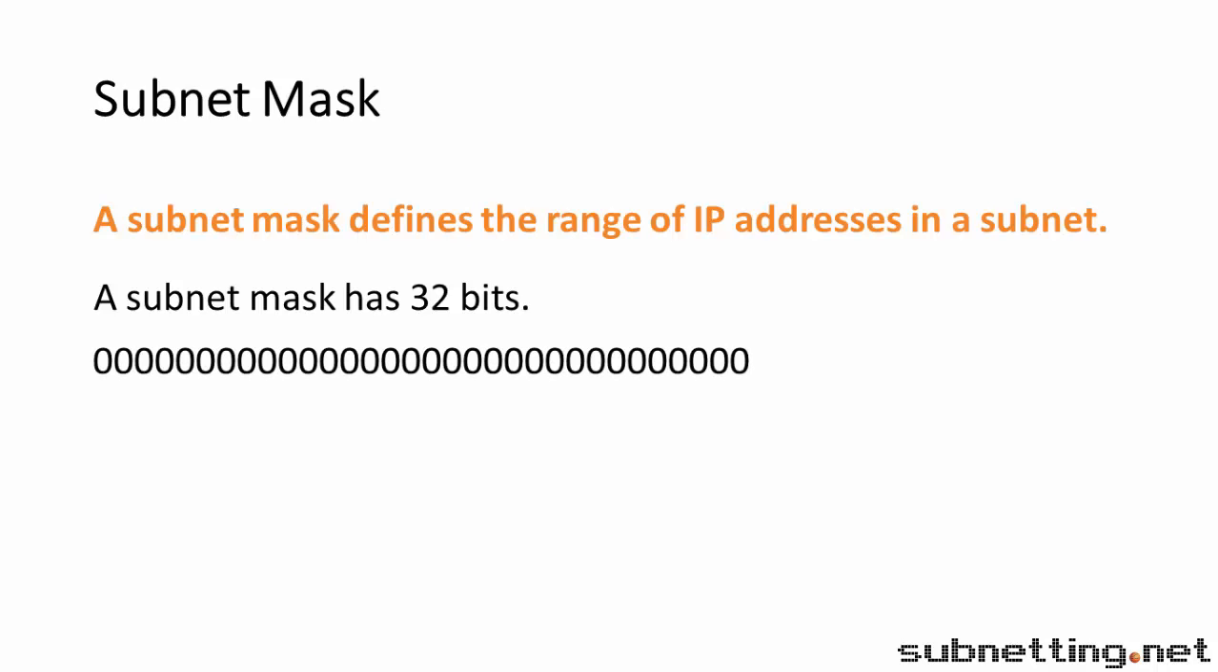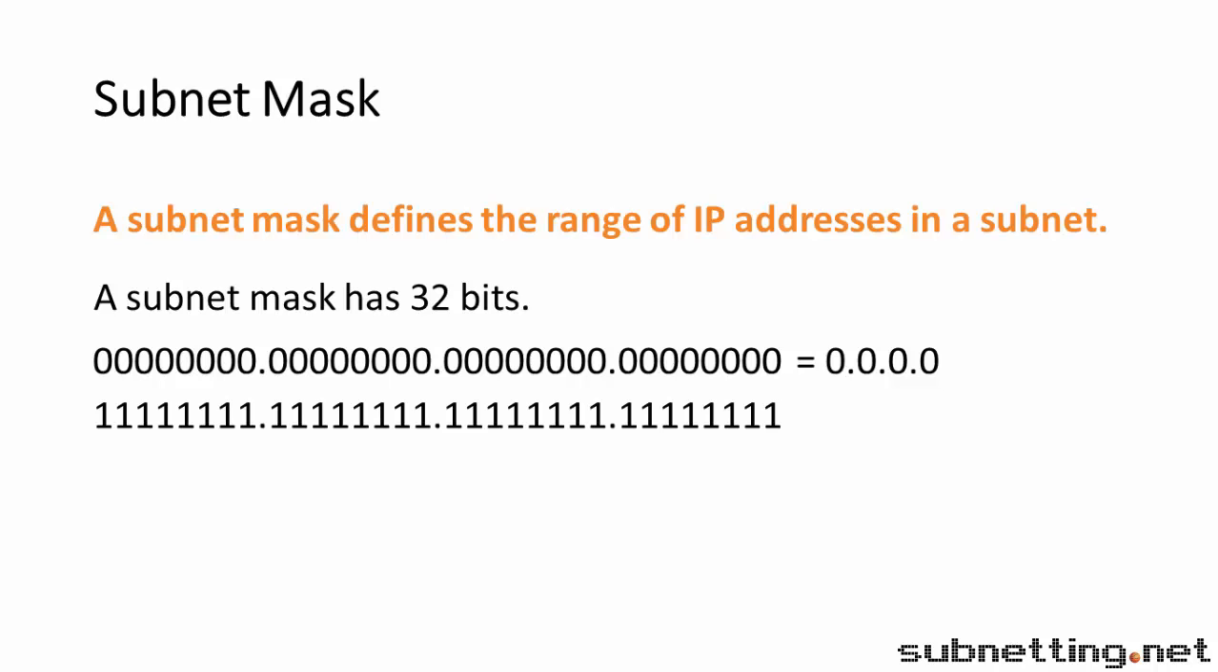Now to make it easier for humans to read, we'll separate those 32 bits into 4 octets of 8 bits each, simply by adding periods. In decimal, that number equals 0.0.0.0. Now let's set all the bits to 1. In decimal, this number equals 255.255.255.255.